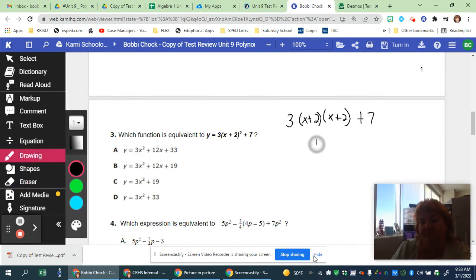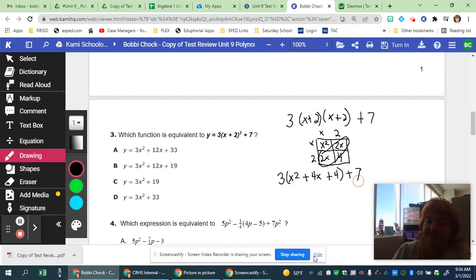Okay, so let's box this one. Here we go. x plus 2, x plus 2, x squared, 2x, 2x, 4. Okay, so now we have 3 times x squared plus 4x, because what I did was I combined those. 2 plus 2 is 4, plus 4, plus 7.